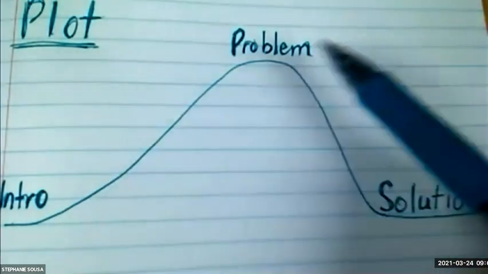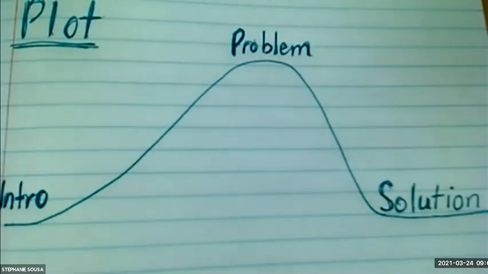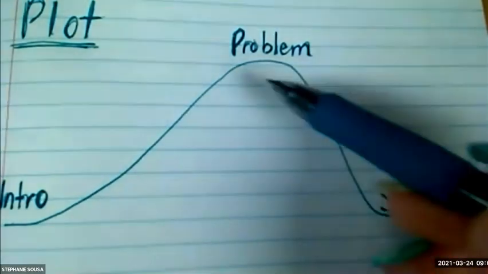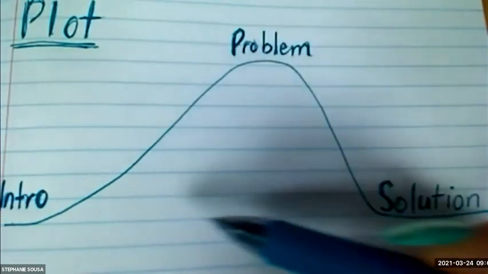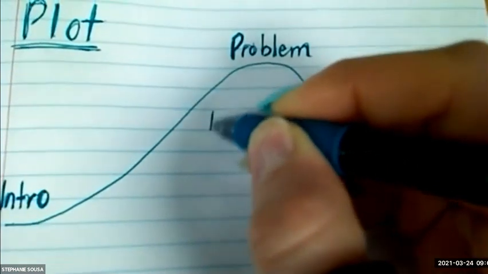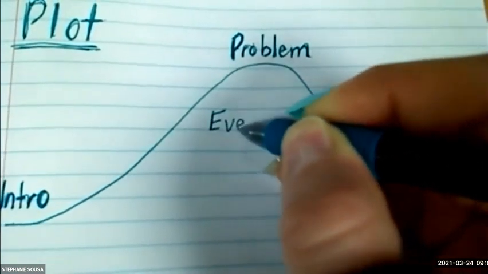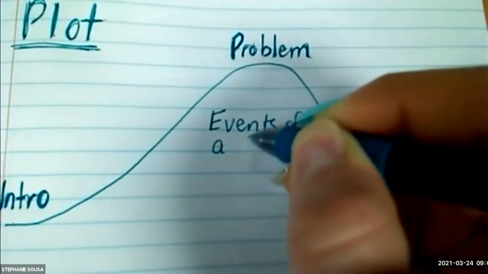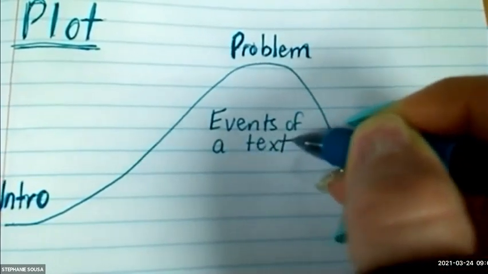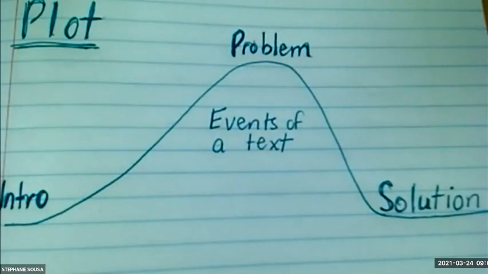So we've got the intro, we've got the problem, we've got the solution. Inside of your hill or your mountain, we're gonna write a short phrase, okay? We're gonna write that the plot is the events of a text. And that's all of the plot notes. We'll move on to theme next.